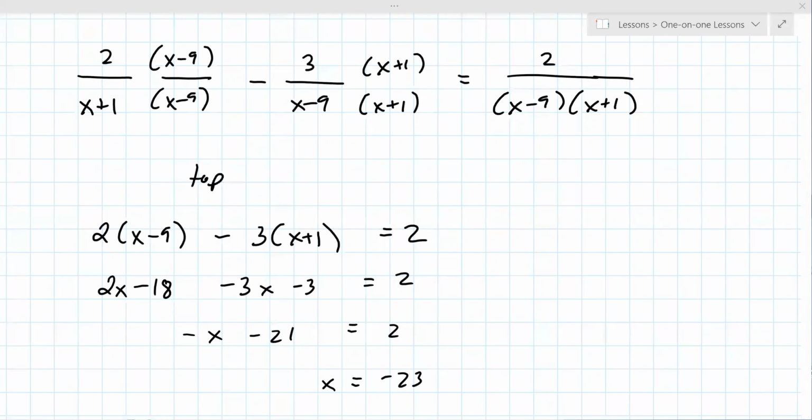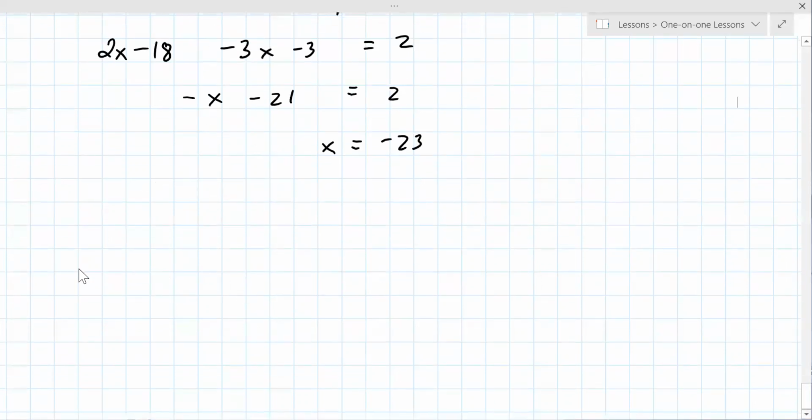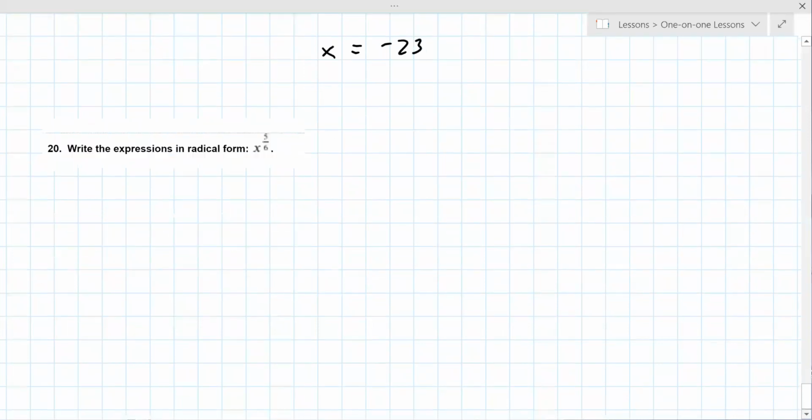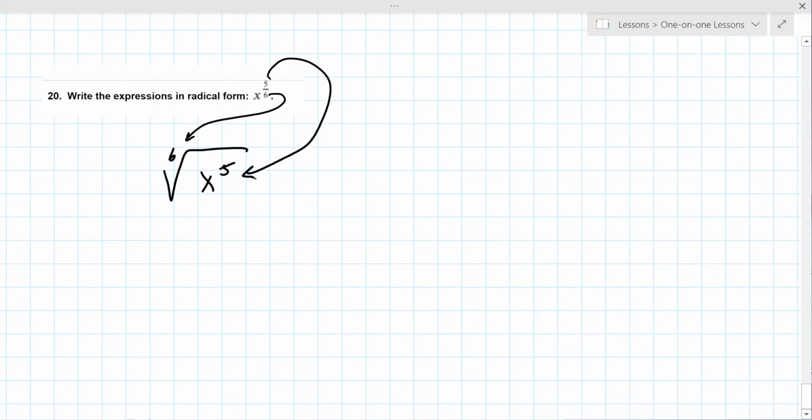20. Write the expression in radical form. This is where I worry that if you get the backwards of this, it might not be clear what to do. This is the 6th root of x to the 5th, and so I know to put that number there, and I know to put that number there. But you could very easily get the question that says write the radical with just an exponent, and you have to go backwards. But this is it. There's nothing more to do here.